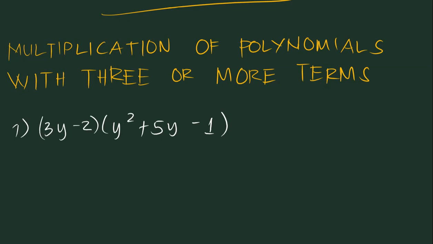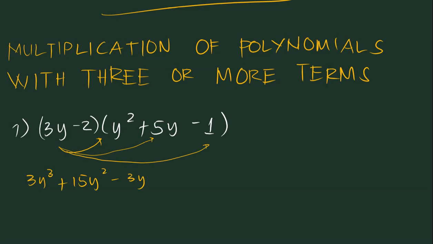So what we do first, we distribute the 3y. 3y times y squared, we get 3y squared. And then we have here 5y times 3y, plus 15y squared. Oh, sorry, this is cube. And then 3y multiplied by negative 1, we have negative 3y.